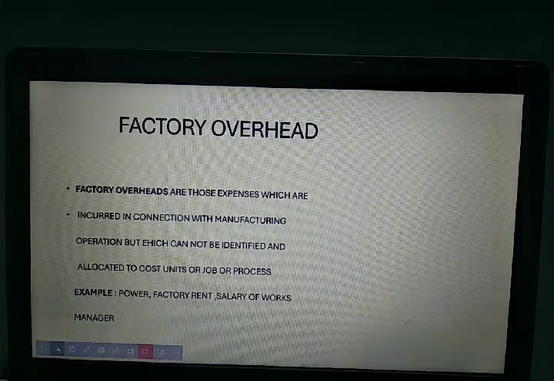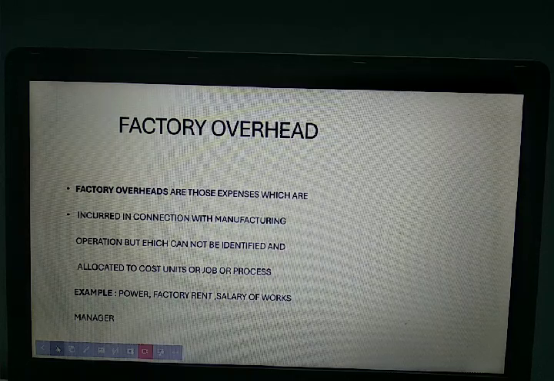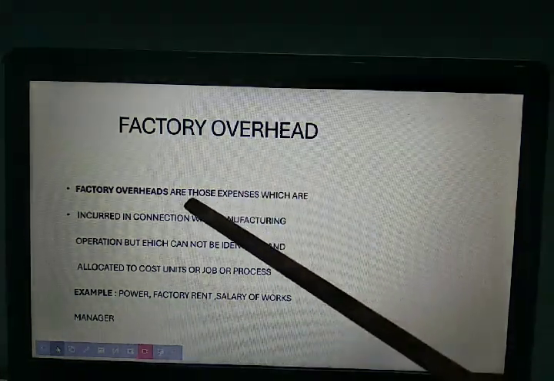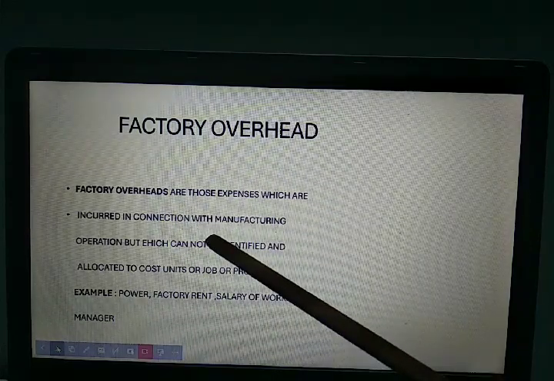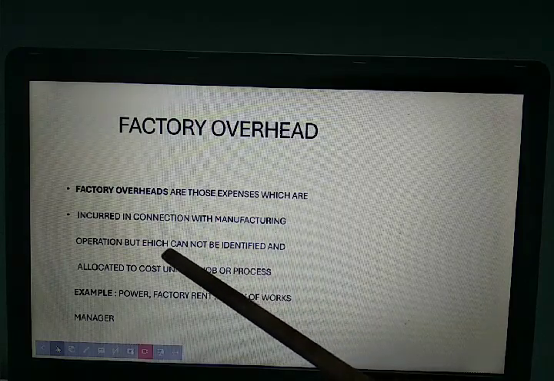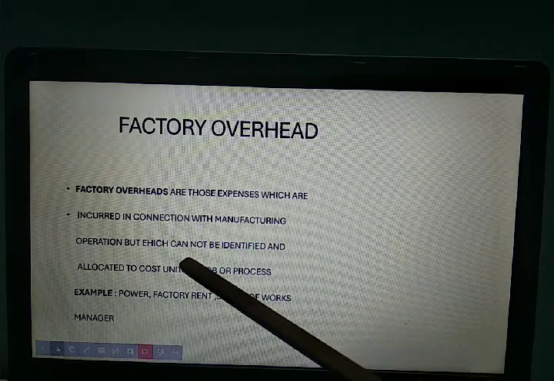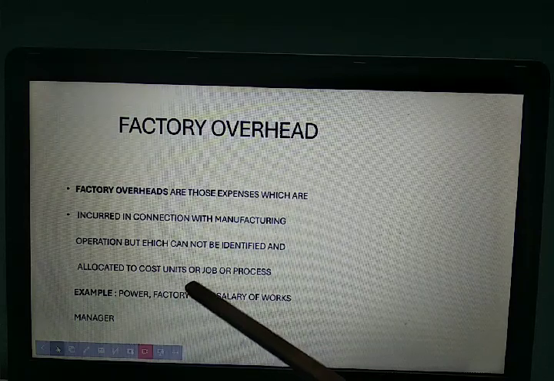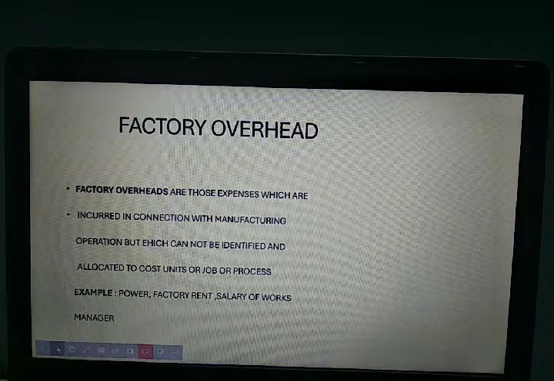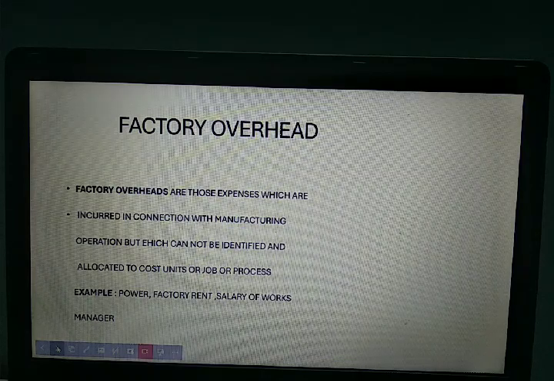Now we will be going for overhead. You see that overhead means over and above any expenses which are incurred in connection with the manufacturing operation. Factory overheads particularly relate to the manufacturing operation, but cannot be identified to cost units, job or process. Just like direct material and direct expenses, you cannot identify them to your job, unit or processes.